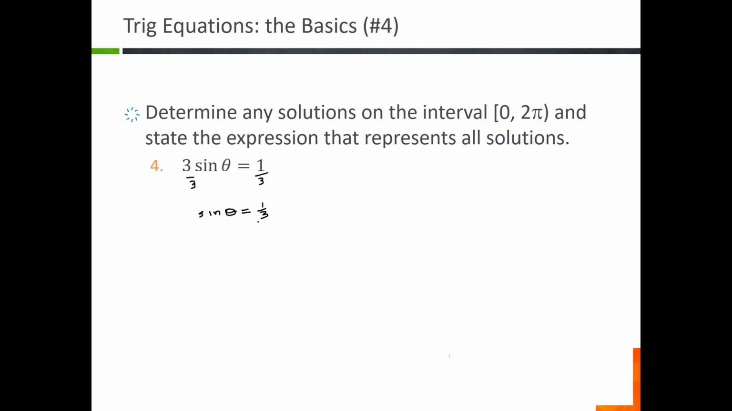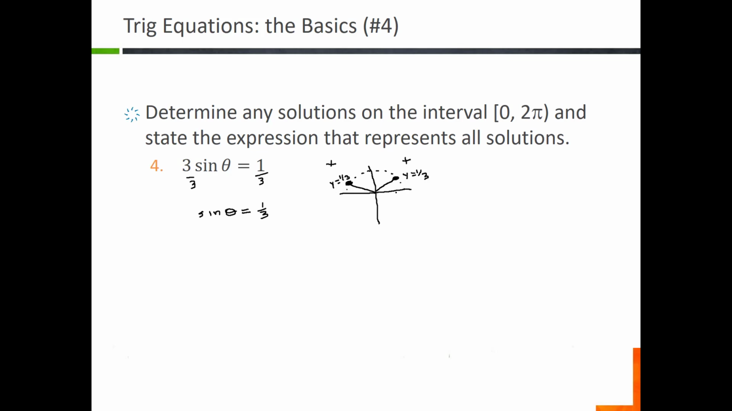Let's pause on that for a moment and think about roughly where it will equal 1/3. Let's talk about the unit circle. Where is sine positive? It's positive in the first and in the second quadrant. And remember, sine represents the y-coordinate. So in the top half of the unit circle, we have two points, one in the first quadrant and one in the second quadrant, where the y-coordinate is equal to 1/3.